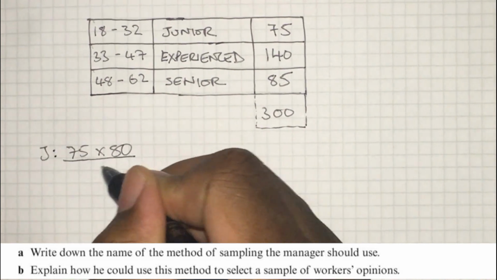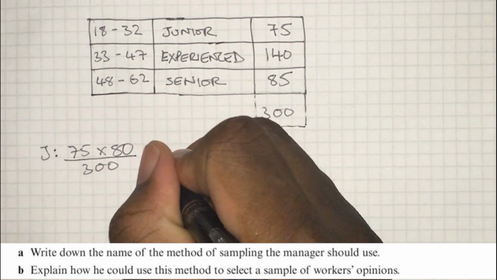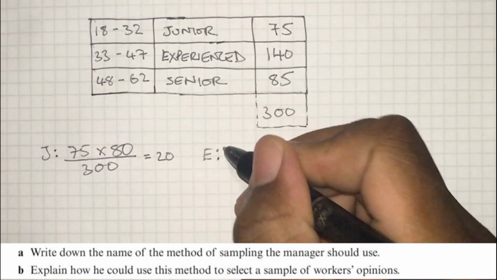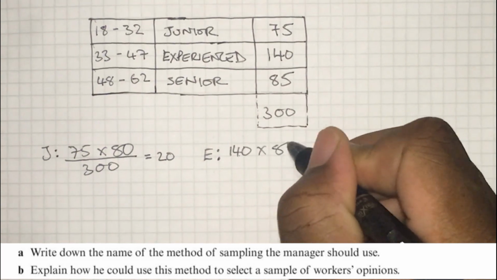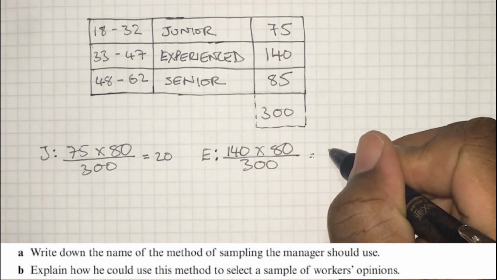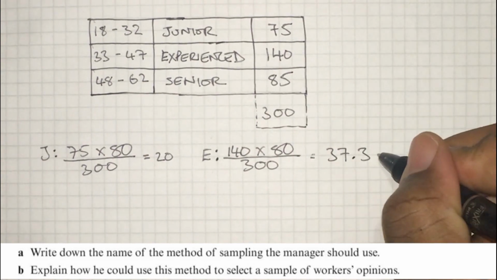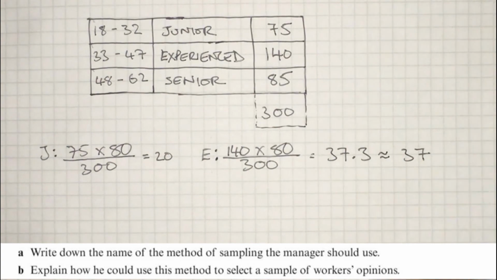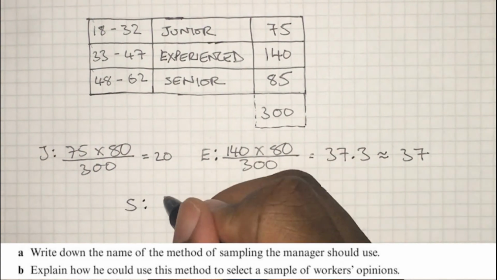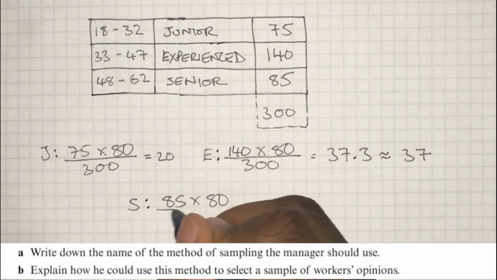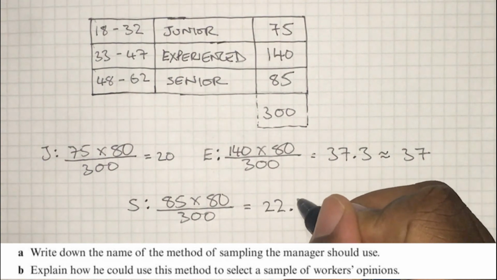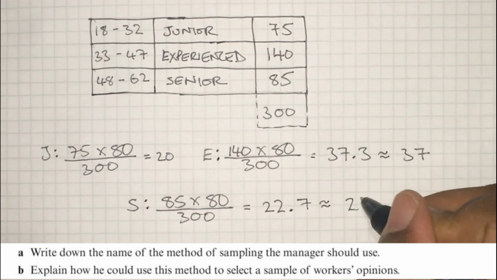So for the junior employees, 75 times 80 over 300 says that I need 20 junior employees. For the experienced employees, 140 times 80 over 300 gives us 37.3, but I know I'm going to need an integer value, so I'll approximate that to 37 experienced employees. And then lastly, there's 85 senior employees, 85 times 80 over 300 is 22.67, which once again we can approximate to 23 senior employees.